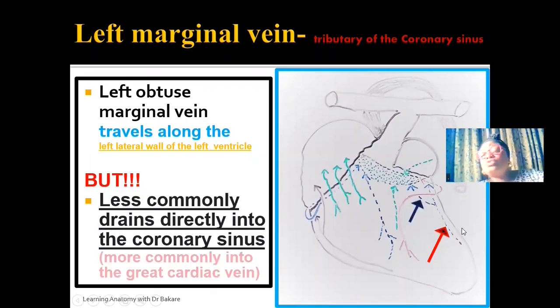It may also be seen to be drained into the great cardiac vein. We've described this in our previous slide, and we are highlighting the left marginal vein as a tributary of the coronary sinus with this slide because it is presented here to drain directly into the coronary sinus. So it's good for us to be able to establish this variation. This left marginal vein can also be referred to as the left obtuse marginal vein.